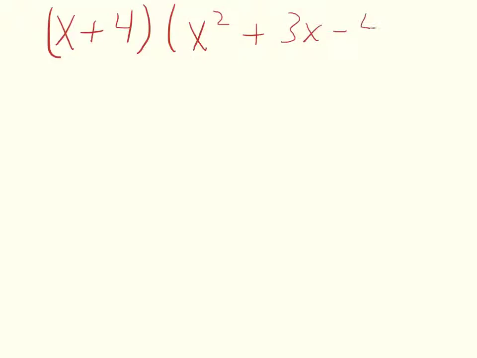Okay, now we get into something where we have perhaps not seen it quite as simple before. A binomial, x plus 4, times a trinomial. We'll put a negative term in here just to see how that would behave. Okay, this is what I call modified FOIL.